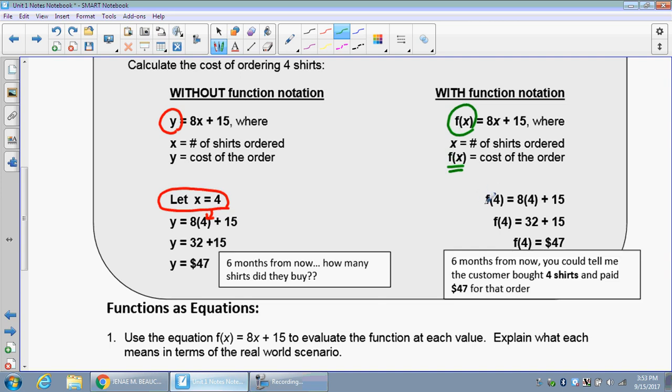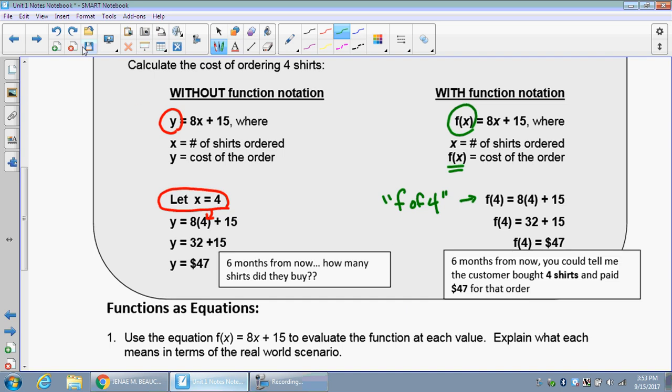We are letting x be 4, but notice nothing here says let x equal 4. Instead of having to write that out, we now have a notation that will keep track of that for us. Right here, where it says f of 4. That's how I would say this out loud, f of 4. And this is a set of directions. Wherever I see x, I'm plugging in 4. So it became 8 times 4 plus 15, 32 plus 15, and we still get the same answer of 47.